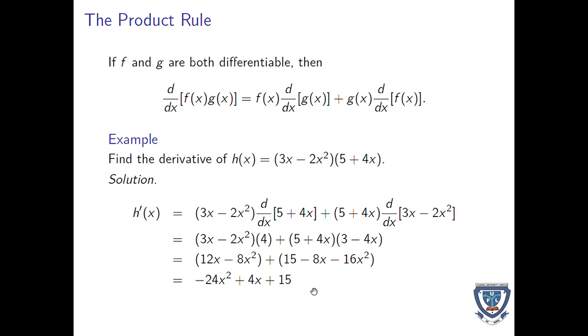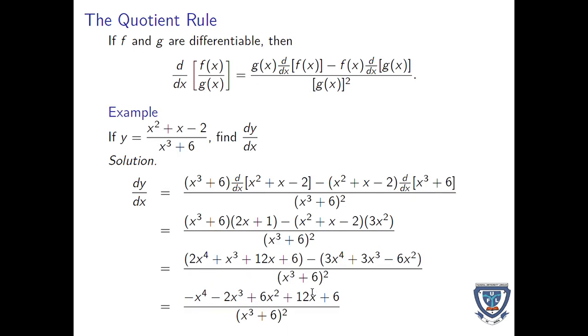Now the quotient rule. If f and g are differentiable, then the formula for the quotient rule is that you keep the denominator, differentiate the numerator first, minus you keep the numerator and differentiate the denominator, all over the denominator squared. So that is the principle we are going to use here.